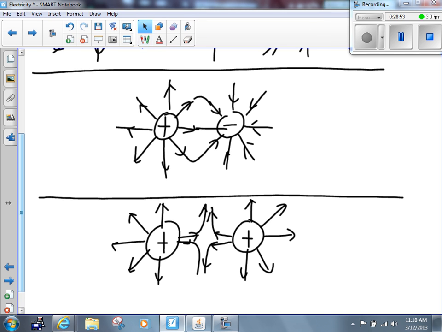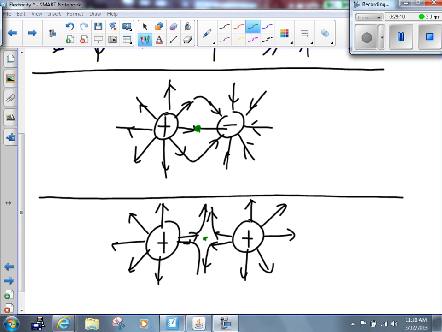In this diagram, the net electric field strength right in the middle there is 0, because there are no field lines right in the middle. It doesn't experience any kind of field or any kind of force.